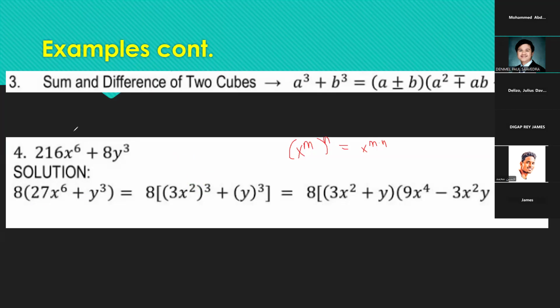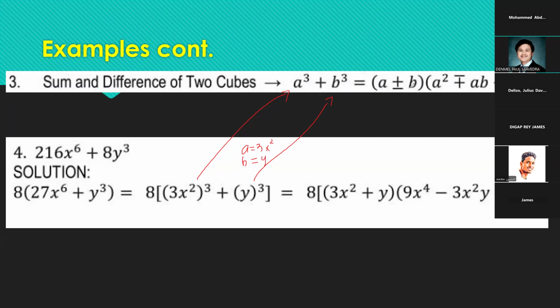Now we have a cube and then a cube, so we can now meet the requirements of the sum of two cubes. This is a sum of two cubes since it's a cube plus b cube. Our a is 3x squared. Our b is y. Now this is very, very good if you were able to memorize this one.